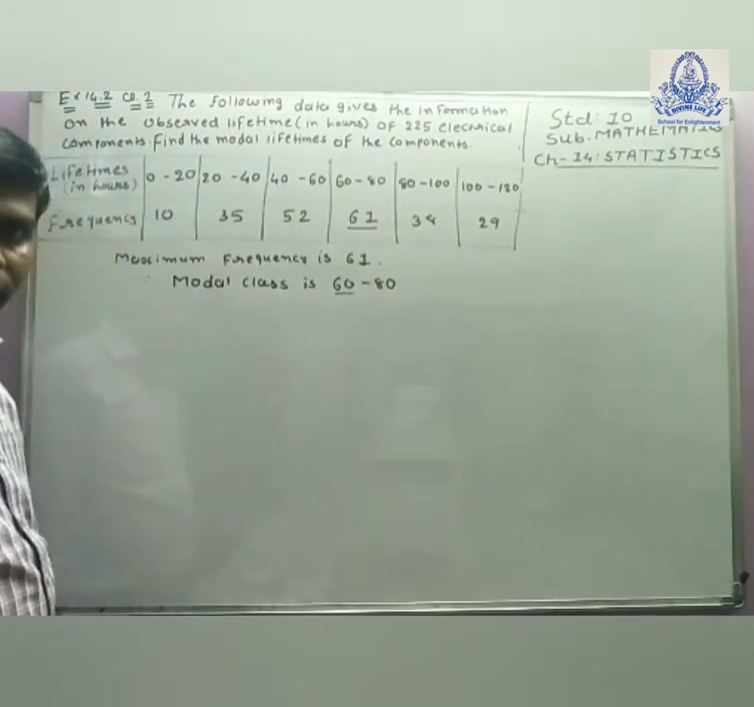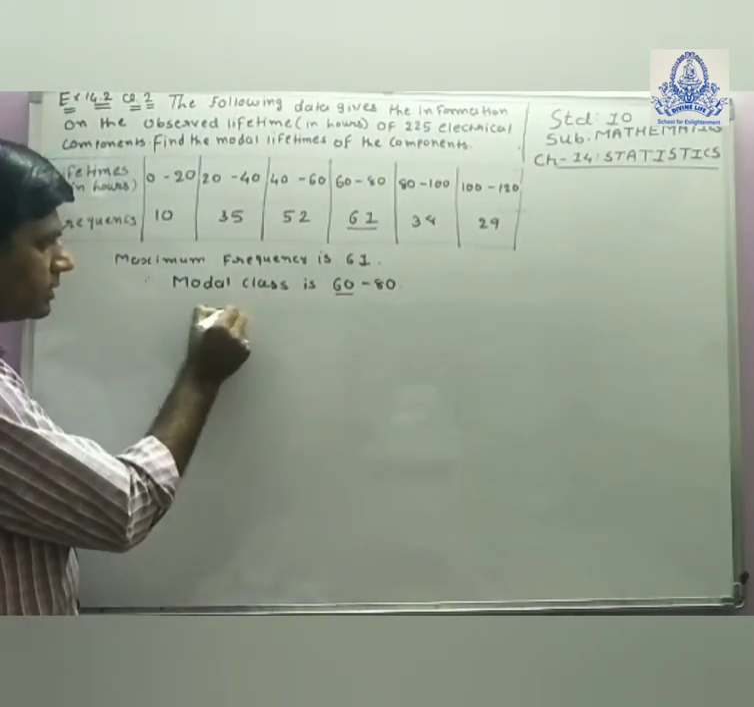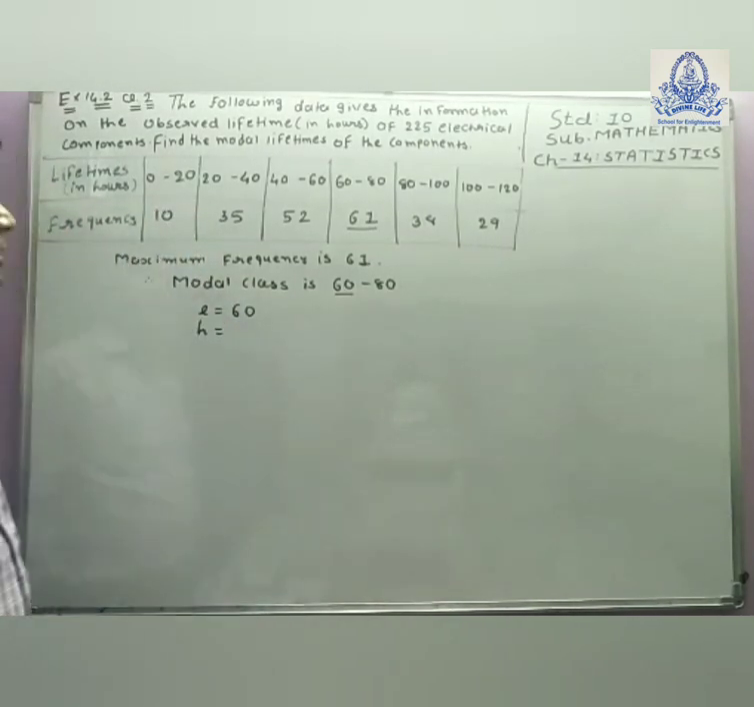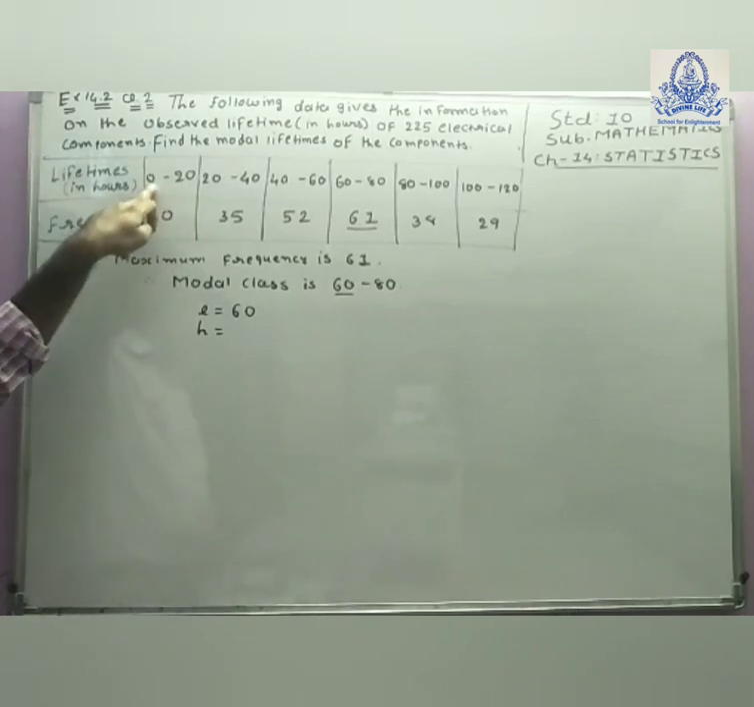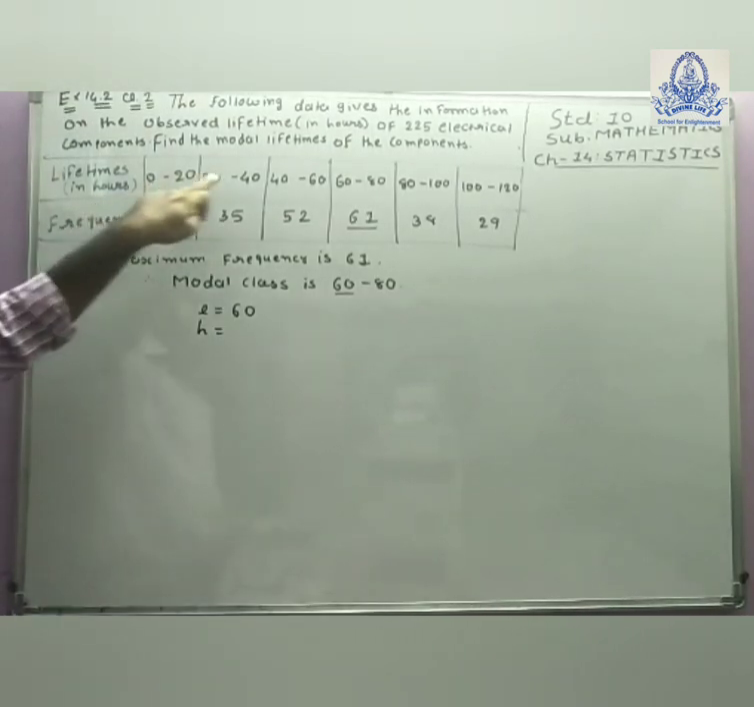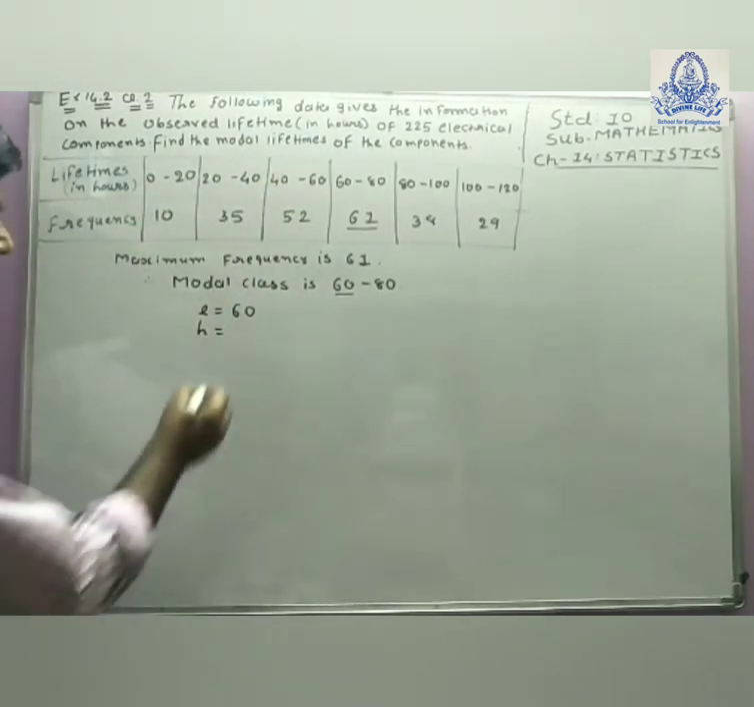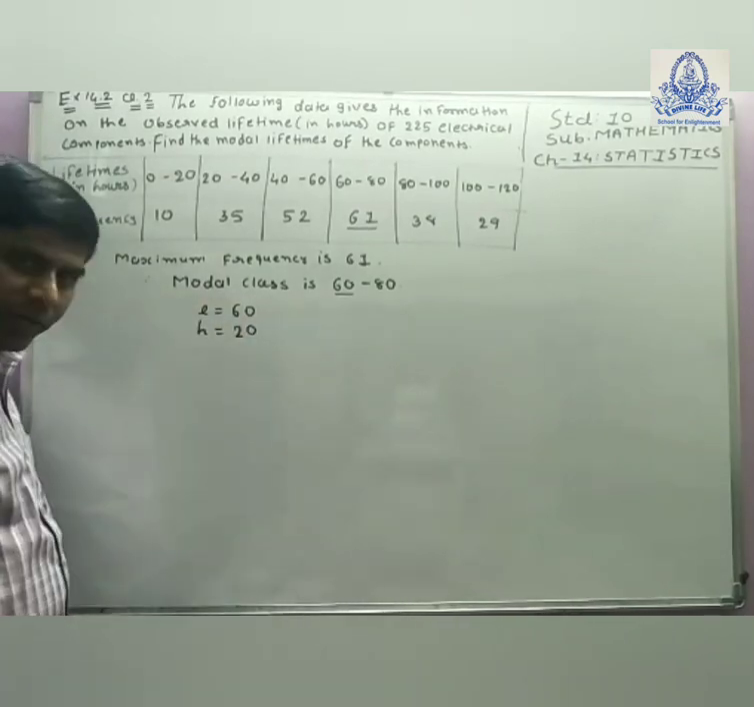Now, the lower limit of the modal class is our L. So L is equal to 60. After that, you can find the H. The upper limit minus the lower limit, that is the H, that means the class size. So 20 minus 0, 20; 40 minus 20, 20; 60 minus 40, 20. So here the value of H is 20.